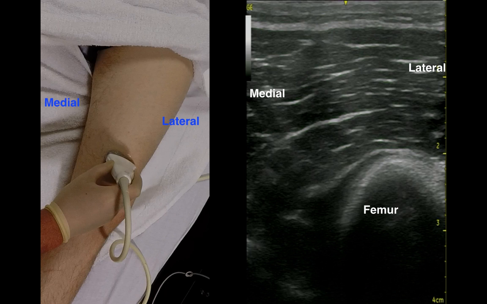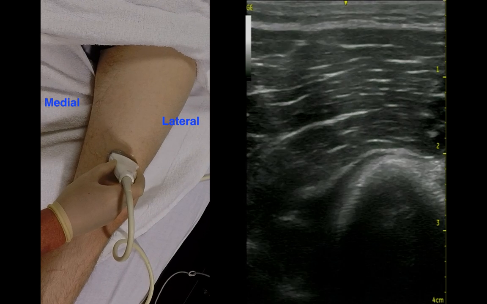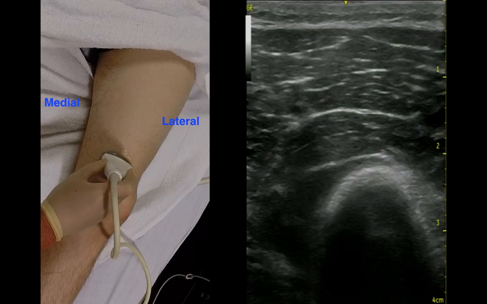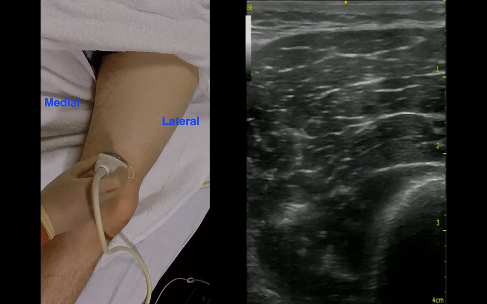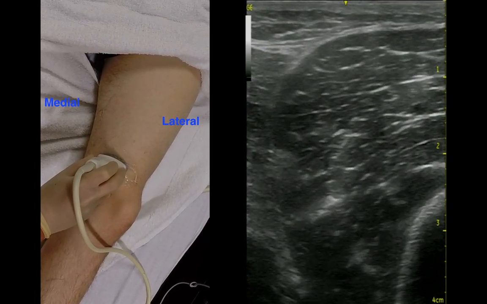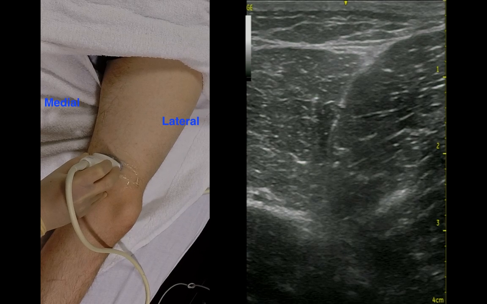These simultaneously recorded videos of the ultrasound image and transducer position demonstrate a systematic method which can be used to image the adductor canal. Starting at the level of the superior pole of the patella over the vastus medialis, the transducer is moved medially and posteriorly. The first tissue plane encountered is that between the vastus medialis and sartorius muscles.